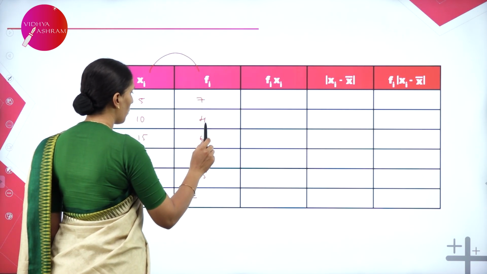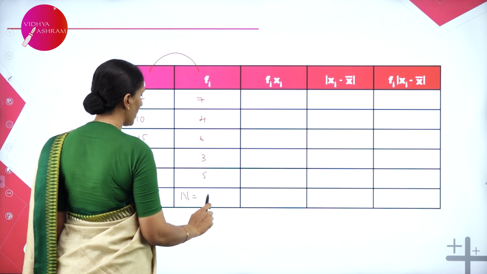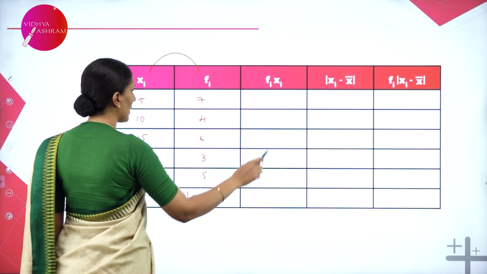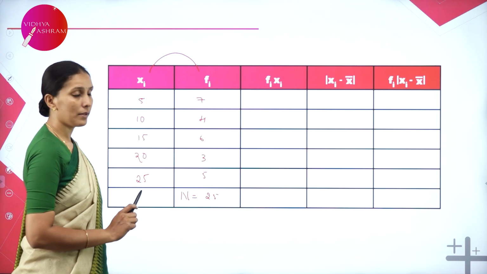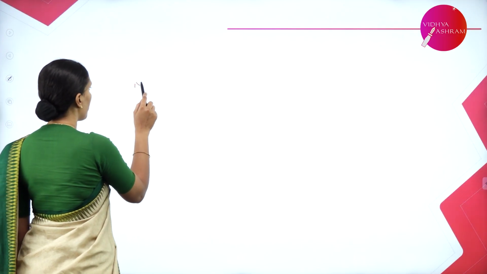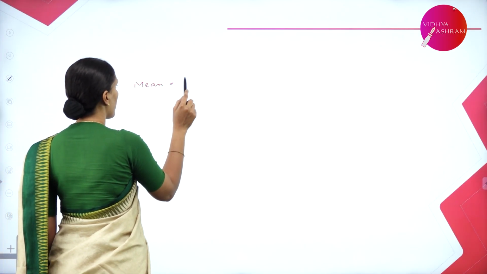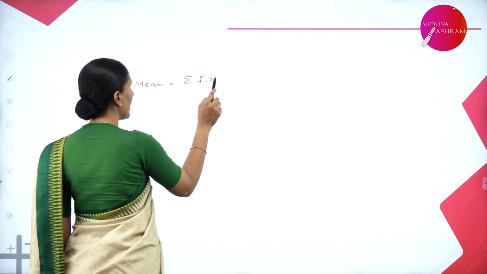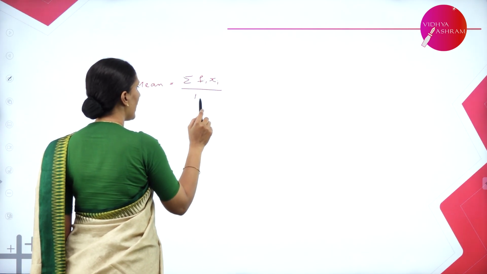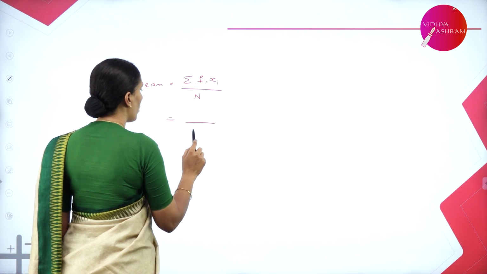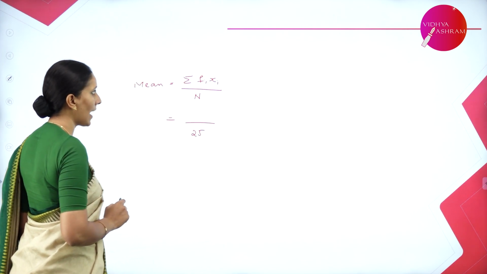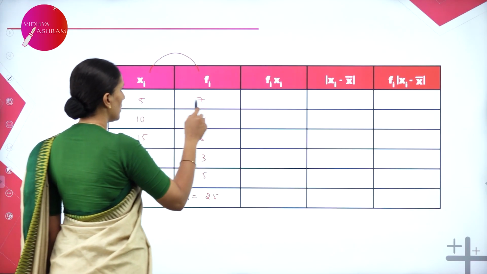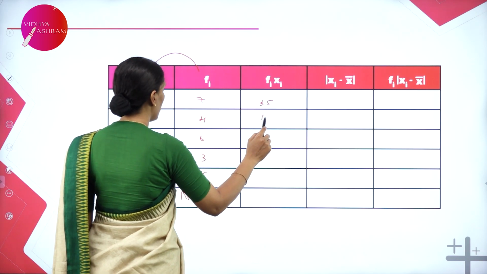So 7 plus 4 plus 6 plus 3 plus 5 is 25. Next fi xi, because we need to calculate the mean, because mean is summation of fi xi divided by n. So n we already got, it is 25. Let's calculate fi xi and the total. So 5 sevens are 35, 40.